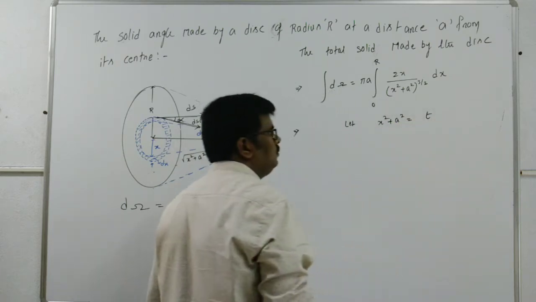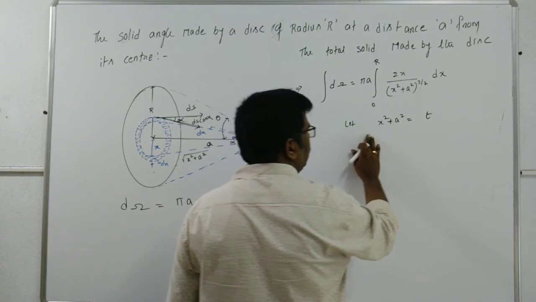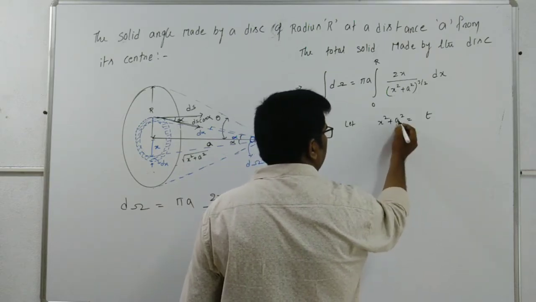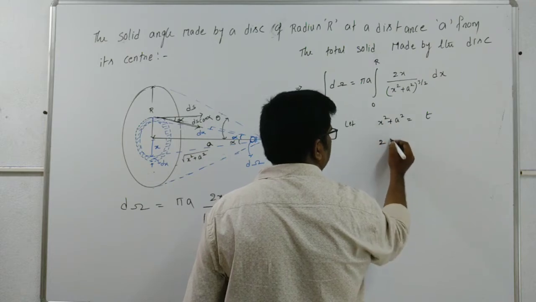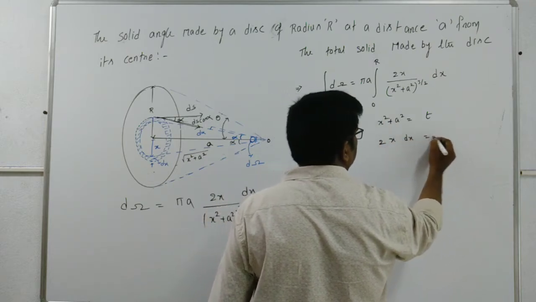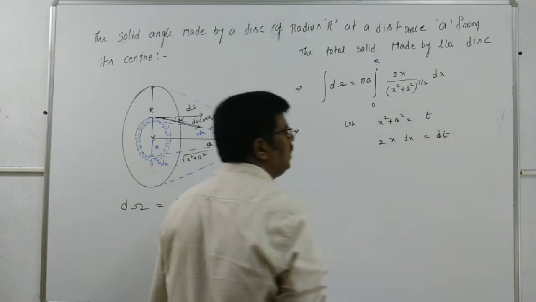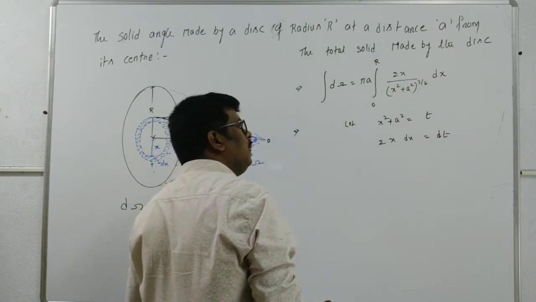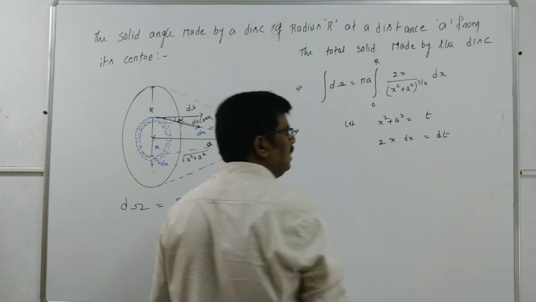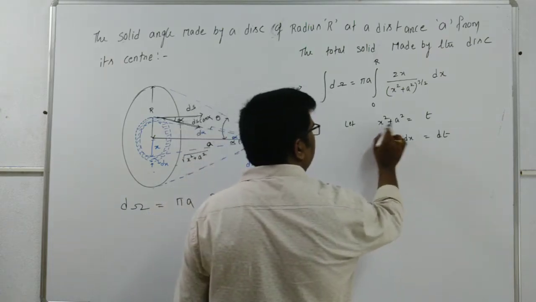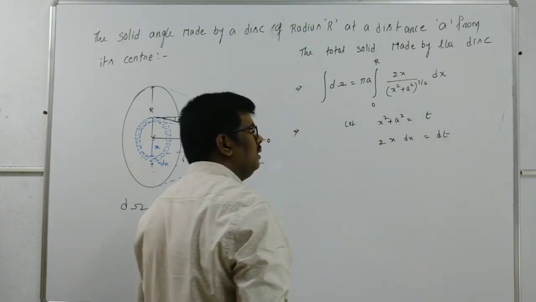Then if you differentiate on both sides, a is a constant and x is a variable here. So x square gives 2x dx equals dt. Then what happened? In place of 2x dx you are going to write dt, and in place of x square plus a square you are going to write t.